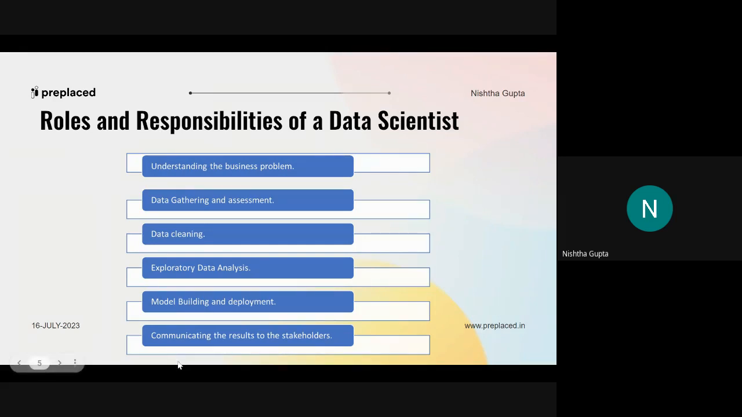And last but not least, while doing all of these steps, we have to communicate the results we have obtained every time to the stakeholders or the product managers, so that they also have a hold of what that business problem we have solved actually looks like. Have you actually solved that problem for them? All of these are the day-to-day responsibilities of a data scientist.